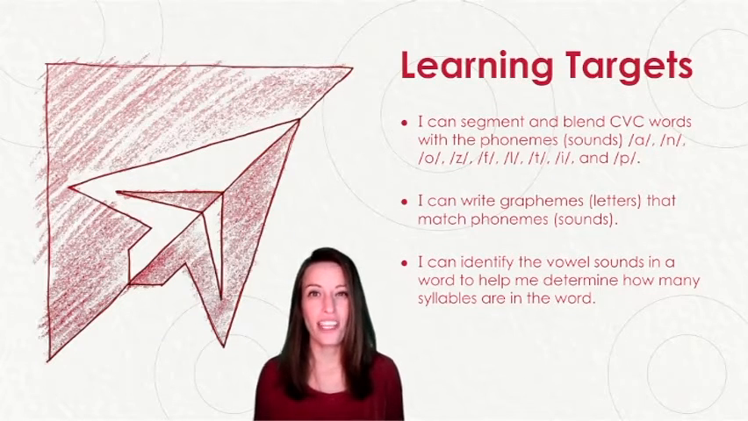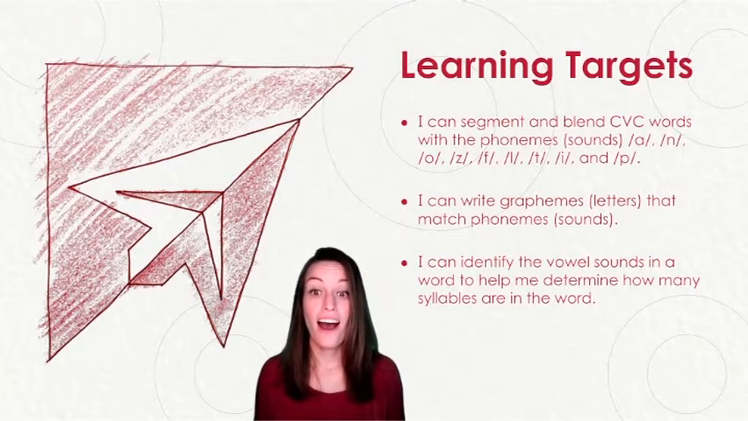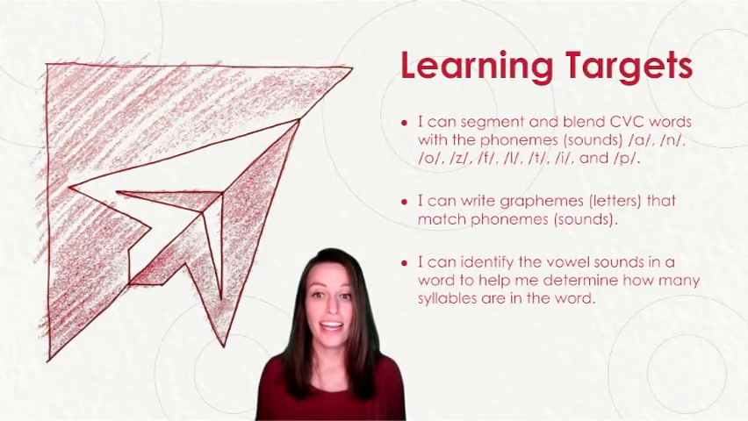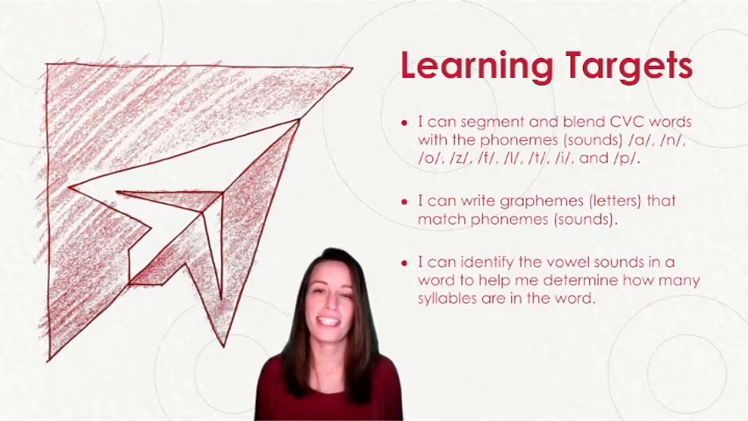Here are today's 3 learning targets. I can segment and blend CVC words with the sounds a, n, a, z, f, l, t, i, and p. I can write the letters that match the sounds. And I can identify the vowel sounds in a word to help me determine how many syllables are in the word.